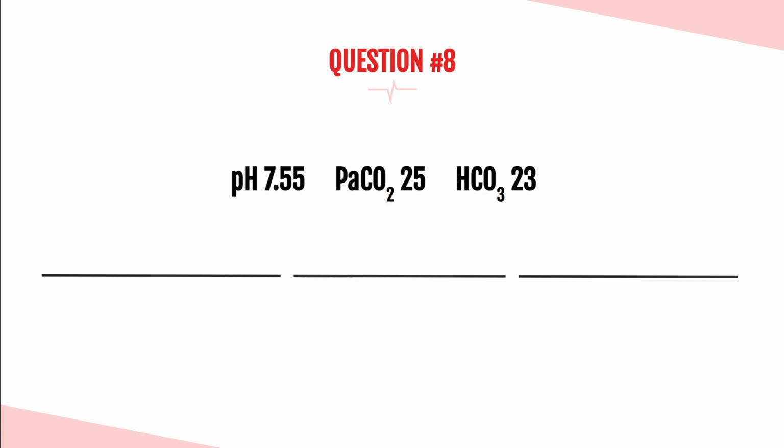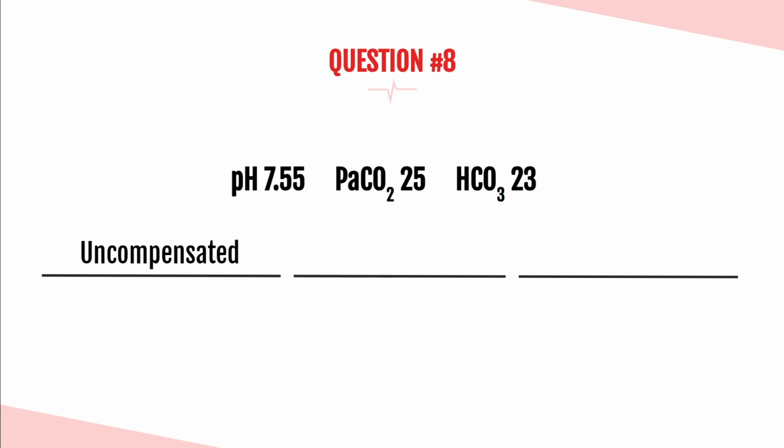All right, moving on here, I deleted our table of normal values because they are not going to give you that information for your exam, so let's make sure that we really know it. So this is question number 8. You've got a pH of 7.55, a PaCO2 of 25, and a bicarb of 23. What's our name? A pH of 7.55, not normal, so our first name is uncompensated.